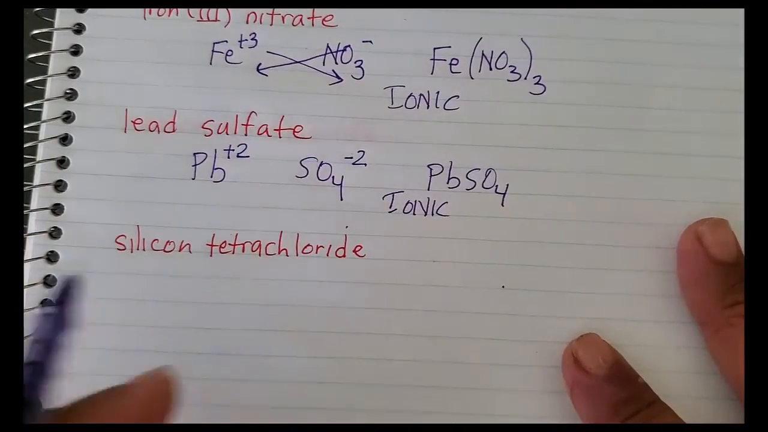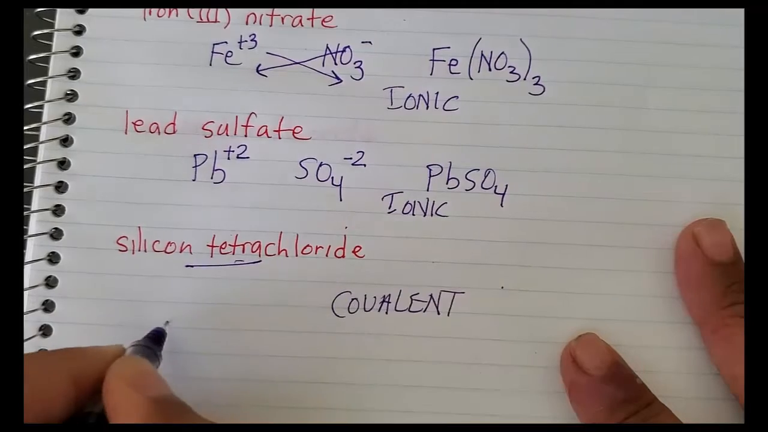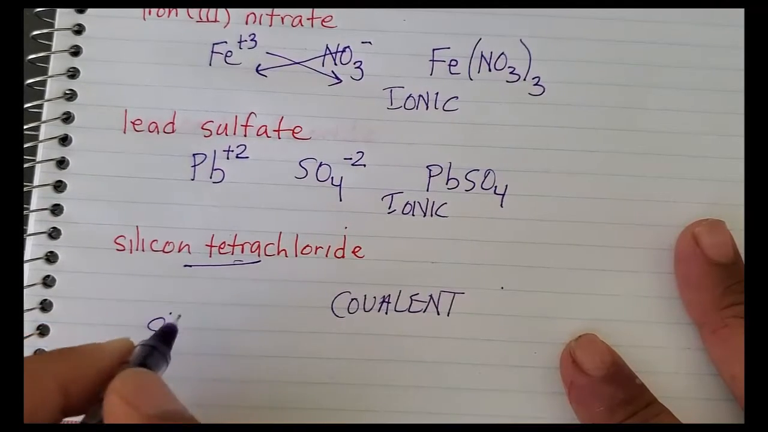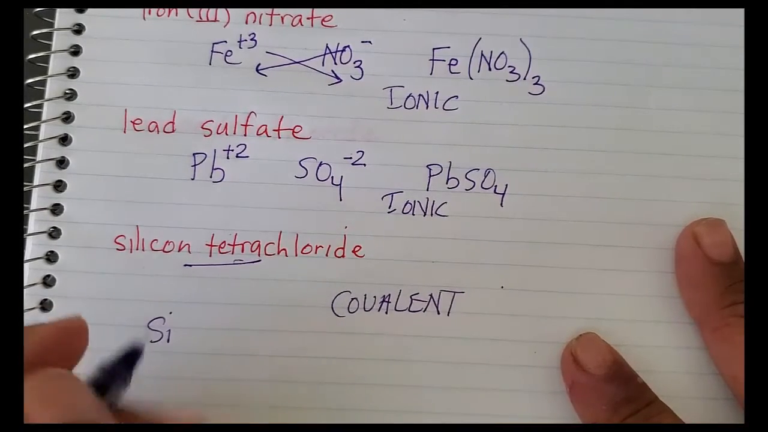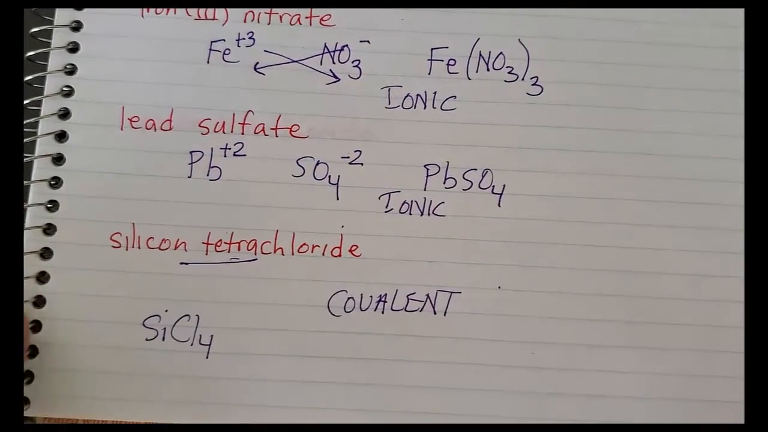Silicon tetrachloride. The tetra should clue us in that this is a covalent compound. Silicon is Si in the periodic table, looking that up. Chloride represents chlorine. This is SiCl4 as the formula.